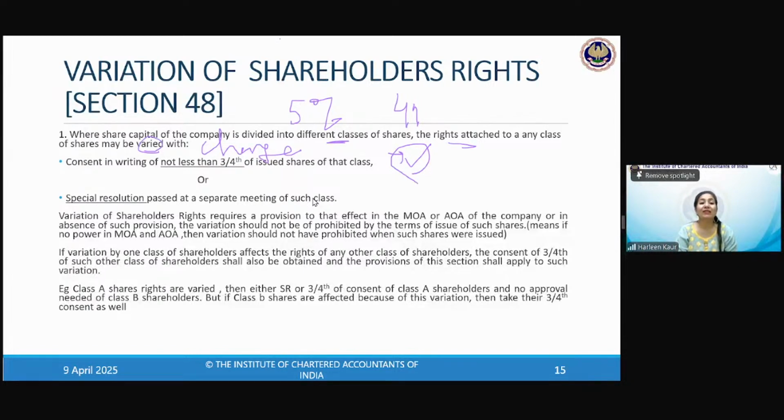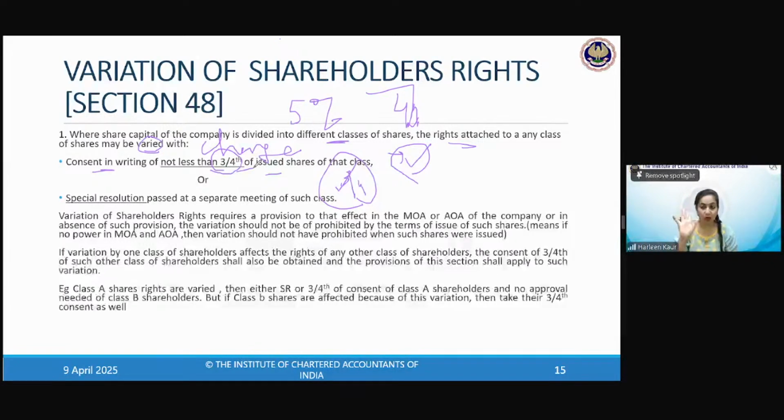Okay. So we will have to take the consent in writing of at least 3/4 of the value of the issued shareholders. So whatever is the share capital of the company, at least 3/4 of the shareholders should give their consent in writing that yes, we are okay if you're changing the dividend from 5 to 4%. At least 3/4 of the issued share capital holders will have to give their consent in writing. For those who are asking in Hindi, those who hold at least 75% of the shareholding will give in writing that yes, we agree to this variation, you can vary our rights.